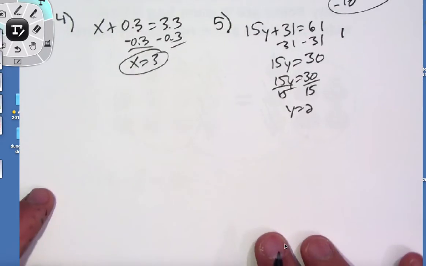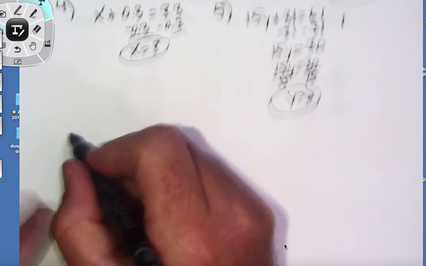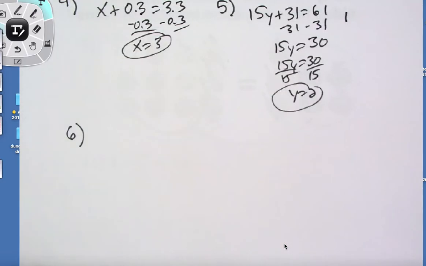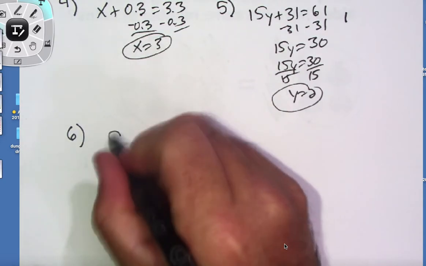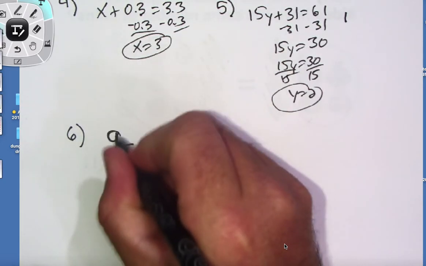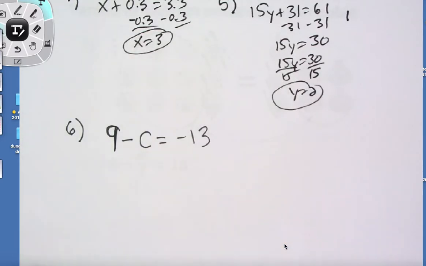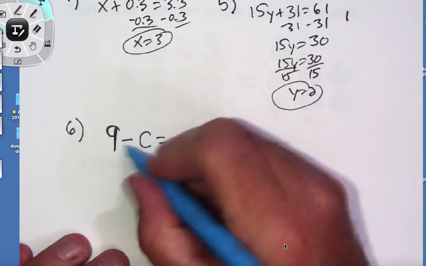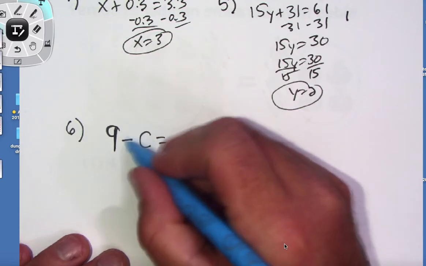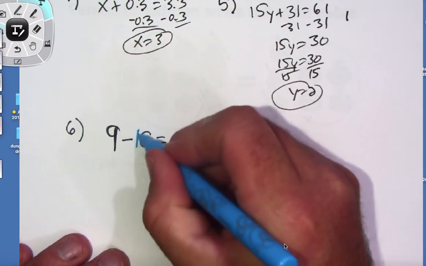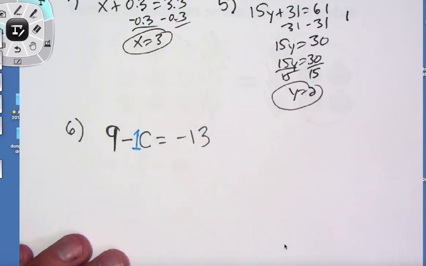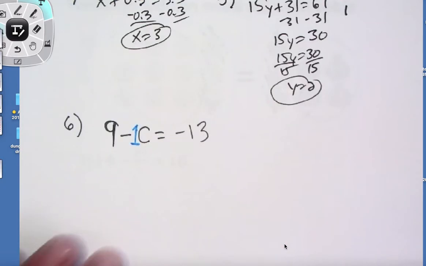All right, so that's the first 5. 6 gets a little tricky, so I'm going to kind of jump down here and talk a little bit during. 9 minus what equals negative 13? Okay, well, there's something that might help. When I say minus c, there's really technically a 1 here. Right, and it seems to always get this problem right if there was a 1 there, but there isn't.